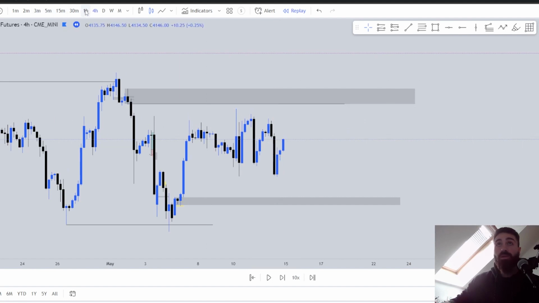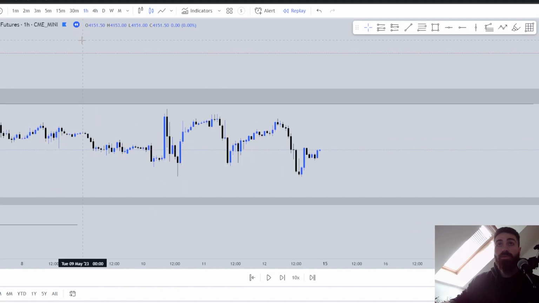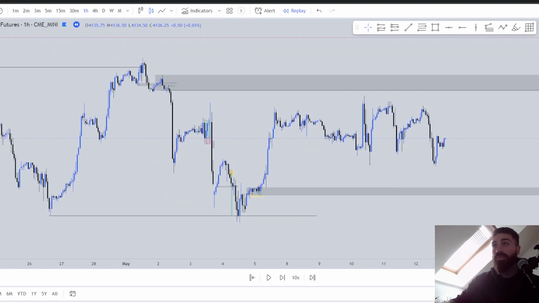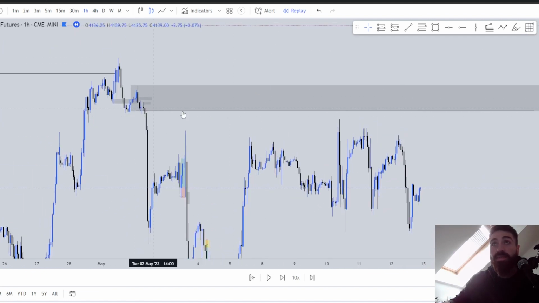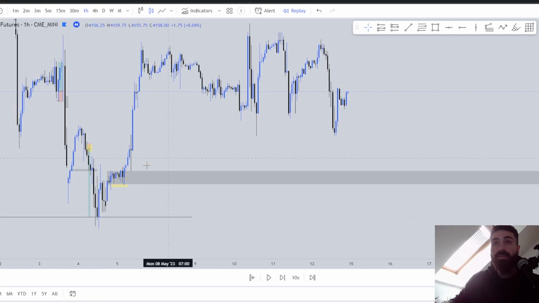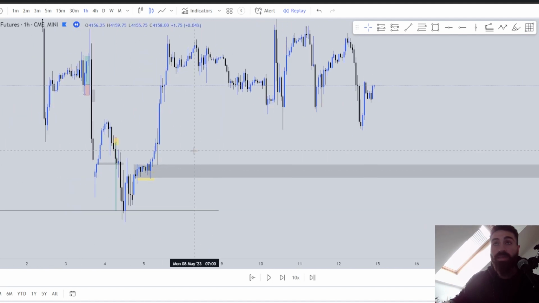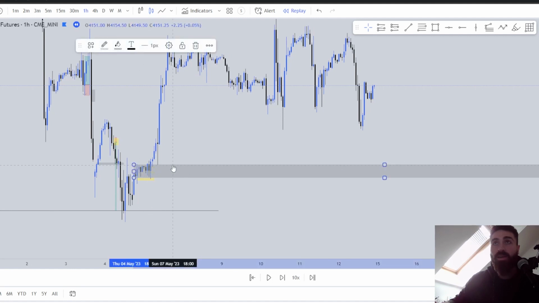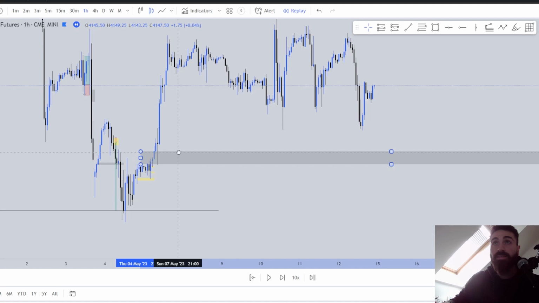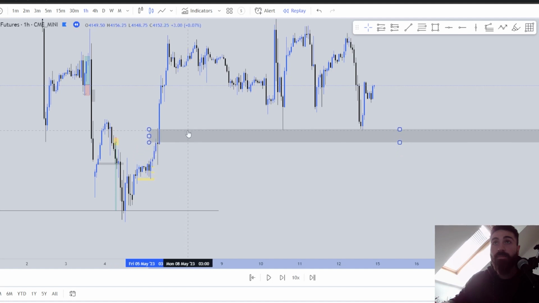Now we can go lower in time frame. This is the 4-hour. We can see that it has not been retested, okay? In the 1-hour, we can see that this is our area right now, okay? It's a little bit bigger. But on the lower one, we can see that it has been retested right here. This is our 4-hour area. It has been retested right here. So we can take this area and put it right here.